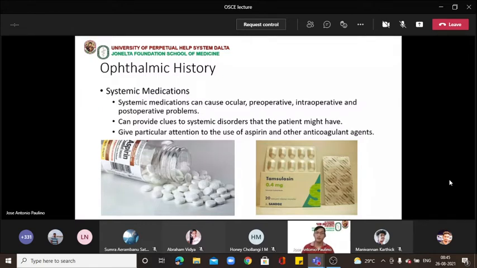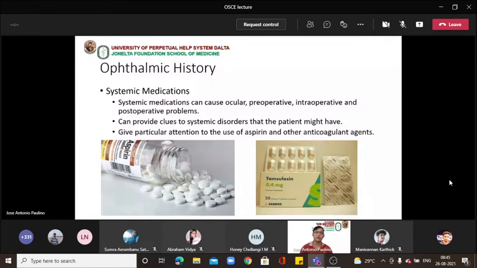And this may cue us in looking at the retinal vasculature. And also, it could tell us that the patient has already a long-standing condition. We have to give particular attention to the use of aspirin and other anticoagulant agents because this would have long-term effects on our management, especially if the patient has retinal bleeding or will undergo operation. As you can see on the lower right part of the slide, there's tamsulosin. Tamsulosin can complicate cataract surgeries because it may cause floppy irises.